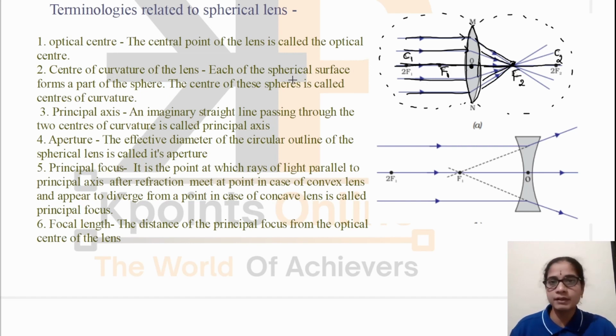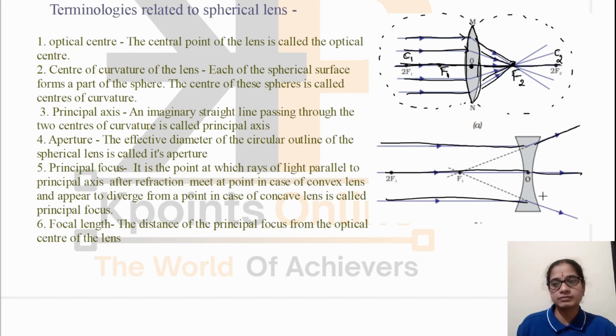They are called principal foci. Let's see the principal focus in the case of a concave lens. Whenever a beam of light is incident, these rays of light get diverged after refraction, which means they are spread out. They are not meeting at any point, but these rays of light appear to diverge from this point, that is F1. This point on the principal axis is called the principal focus of the concave lens.